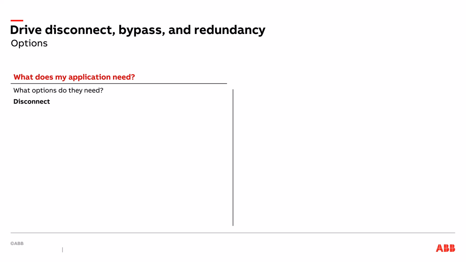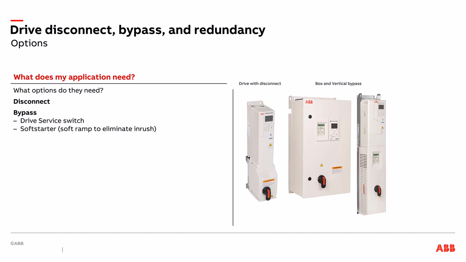Let's take a look at a couple of the options that can be packaged with the drives. A standard disconnect option gives the ability to isolate the drive from the incoming power. You can select a vertical or box style bypass that will provide the ability to bypass the drive while still having the ability to see all three phases and protect the motor. You can have this include options such as a service switch or soft starter for soft ramp and elimination of inrush current.